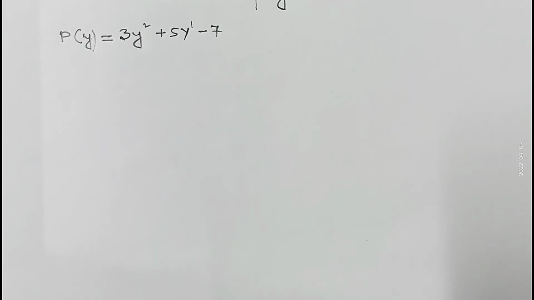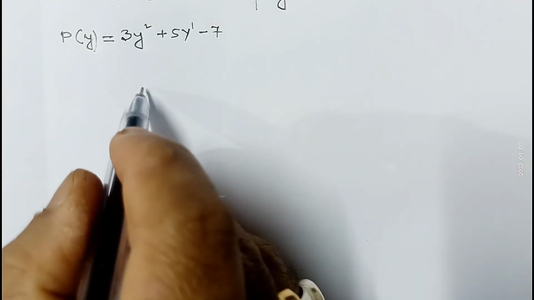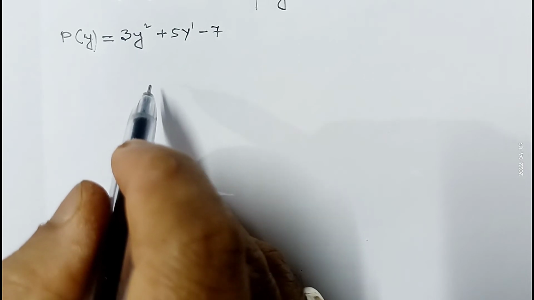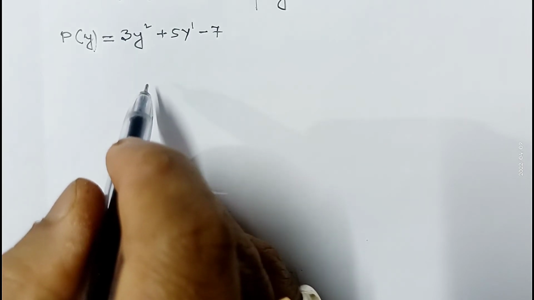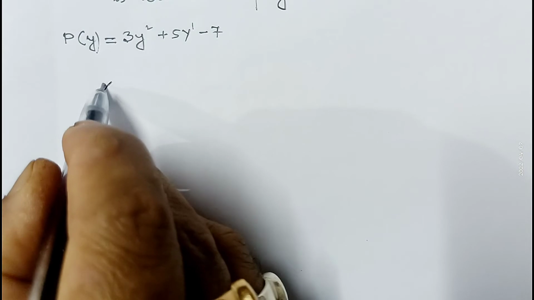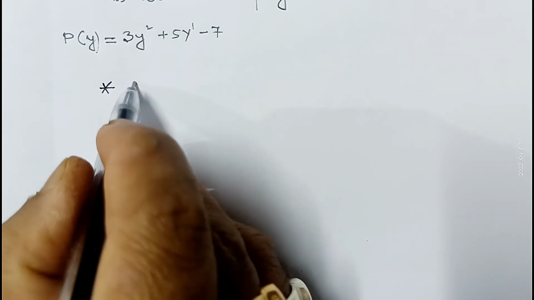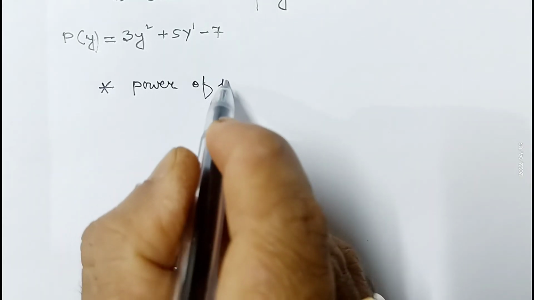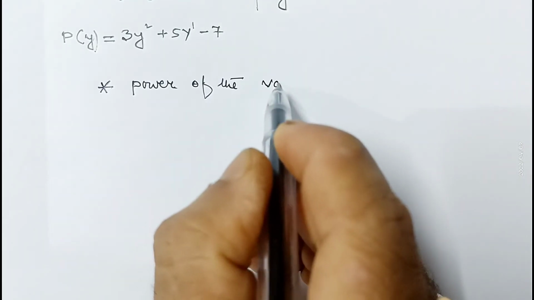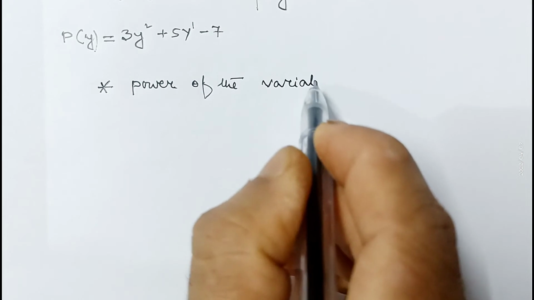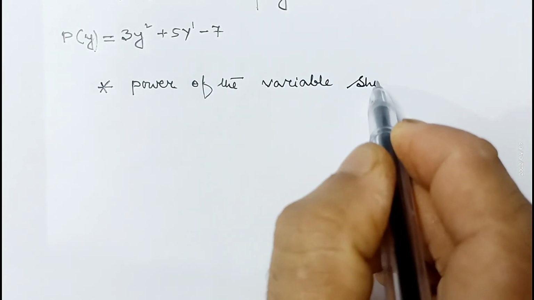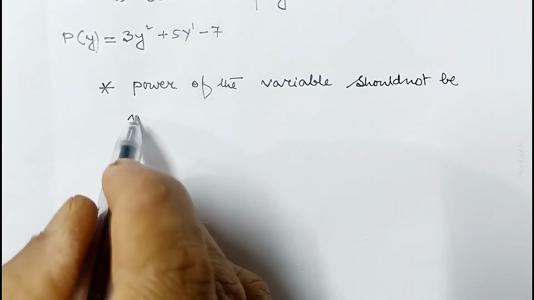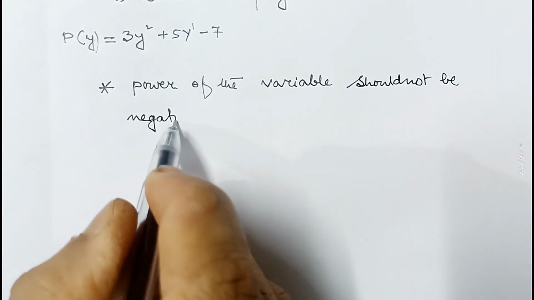In simple terms we can say, suppose we are having a polynomial where the power of the variable is neither negative nor fraction, then it is a polynomial. So we can write, in case of a polynomial, power of the variable should not be negative or fraction.